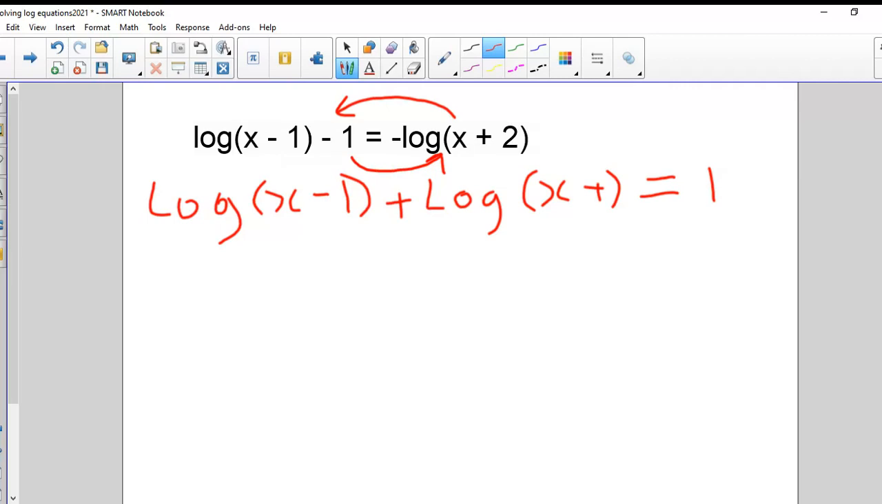And Kelvin, if you look at what Kelvin just said, why do we use a product law now? The product law says the log of a sum is the same as the log of the product. So the log of x minus 1 plus the log of x plus 1 is the same thing as the log of the product of these two things, x minus 1 times x plus 1.